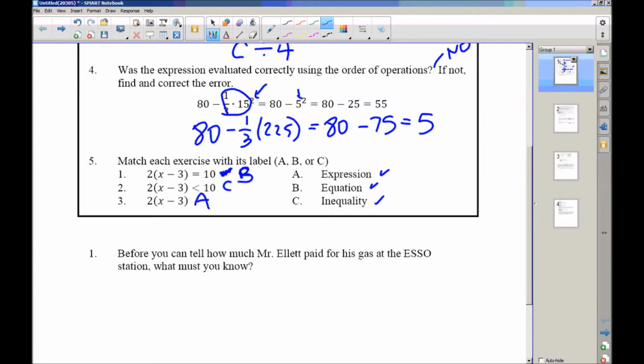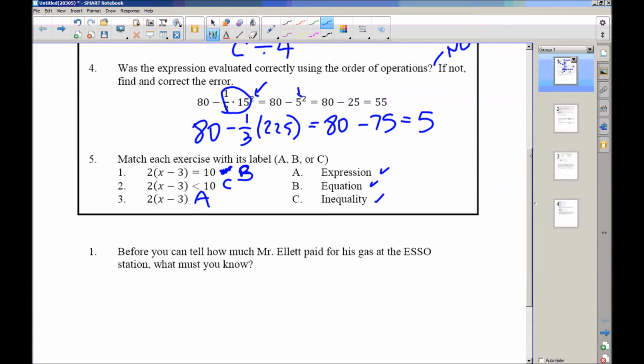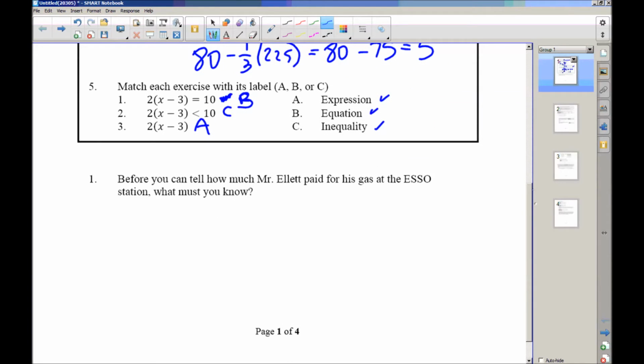Okay. Before you can tell how much Mr. Elliott paid for his gas at the Esso station, what must you know? Now, you might think you need to know what's the cost of the gas, but you can figure that out without asking Mr. Elliott anything. You could just stop by the Esso station or call the Esso station and ask how much it was on that day. Okay, but you do need to ask Mr. Elliott something. You need to ask him, how many gallons did he pump?